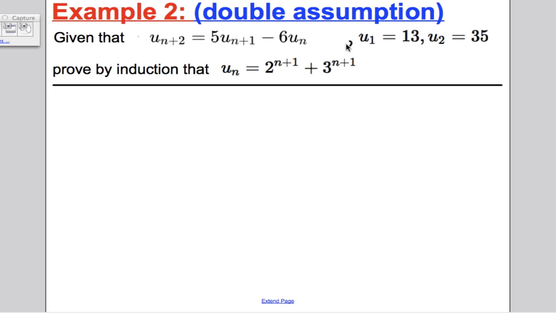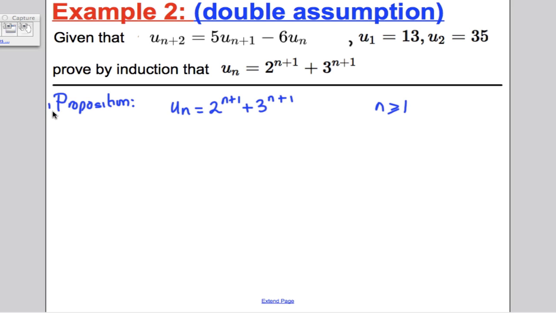So, for example, in your basis case, to show this is true for the case u1, you need two previous terms in order to show this is true in your induction. So let's go through bit by bit and just see where it gets more complicated. Firstly, your proposition, where your proposition is easy. Your proposition is simply that un is equal to 2 to the n plus 1 plus 3 to the n plus 1, for n bigger than or equal to 1.